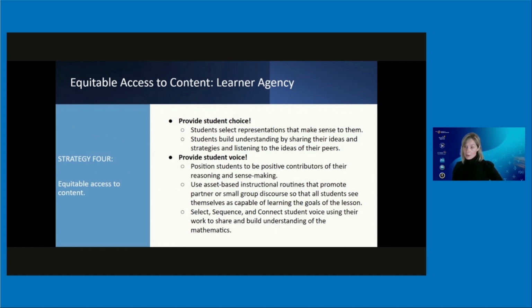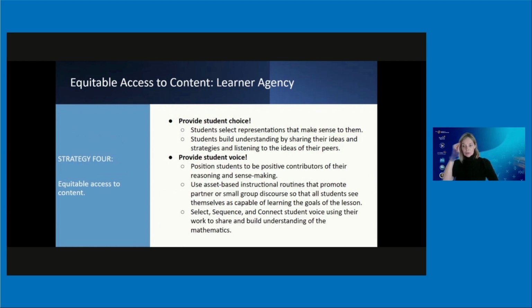Another thing about providing student voice is thinking about how we are going to use asset-based instructional routines that promote partner or small group discourse so that all students see themselves as capable of learning the goals of the lesson. Also, when we have student voice, how we select, sequence, and connect student voice using their work is to then share and build the understanding of the mathematics.